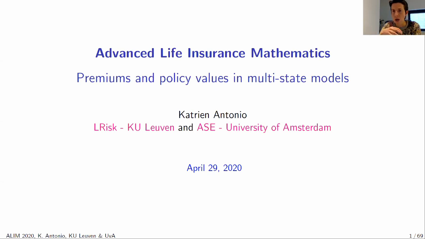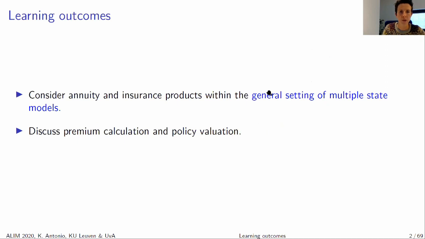If time allows, I will also say a few words about multi-decrement models, but that's not actually something new. That's just a particular kind of multi-state model. So premiums and policy values are really the two takeaways for today's session. We're going to look at annuity products in the multi-state setting, or we're going to look at insurance type of products. All of that is possible, and we're going to frame them into this general setting of multi-state models.